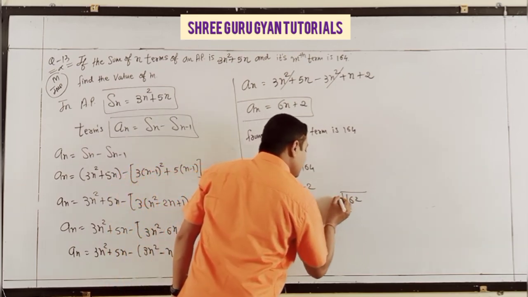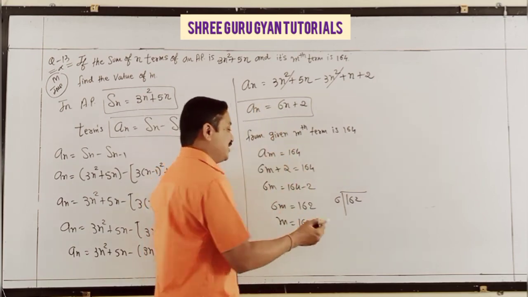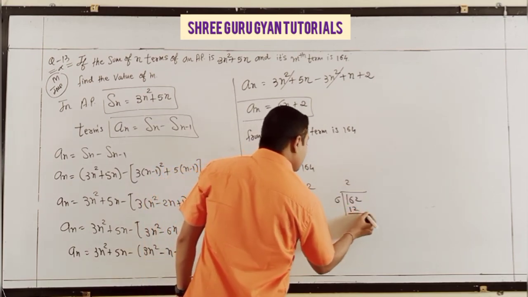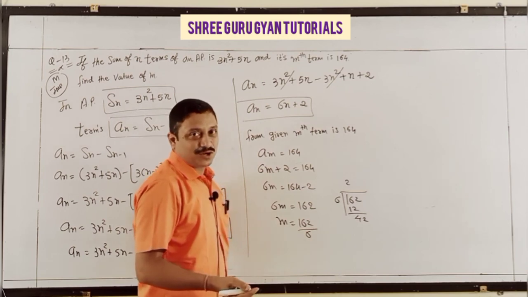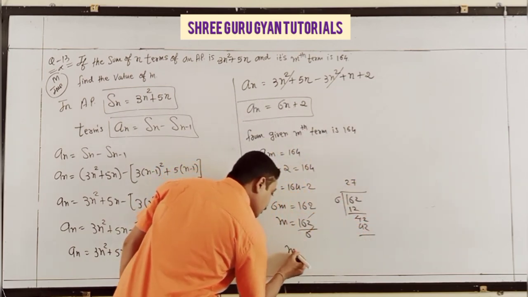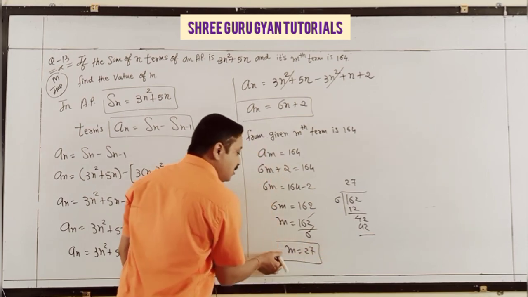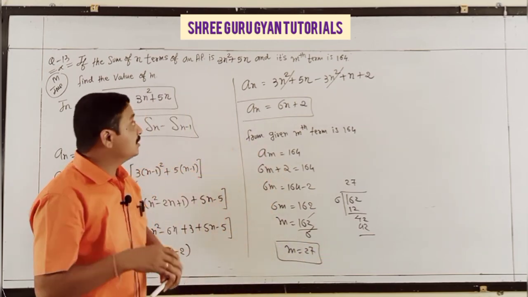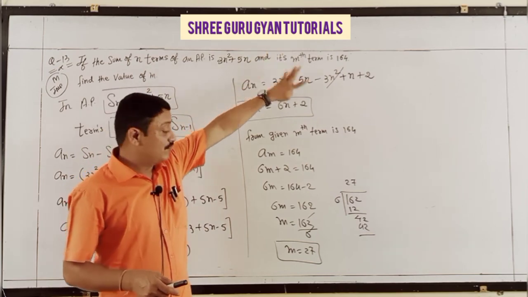It's very easy. And here students, the question is coming: 6 times 2 is 12, how much? Yes, 4 remaining, 42. 6 sevens are 42. It means your value is 27. And the m value means the 27th term is your mth value for 164.